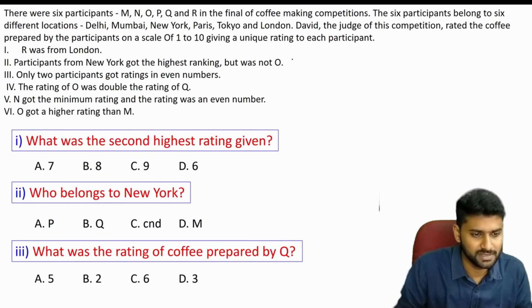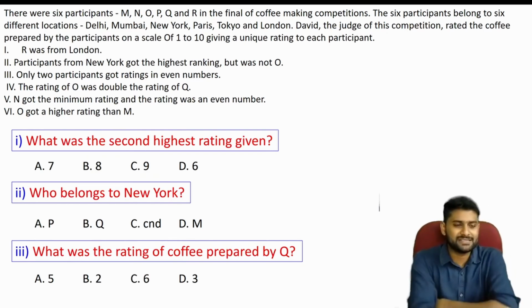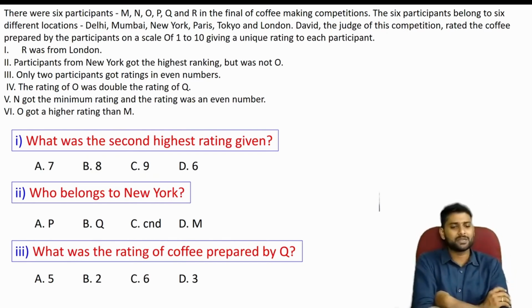Next. See this puzzle, guys. I will give some time. Just try to solve this question, guys. If you complete either puzzle or arrangement, you can expect minimum 3 to 5 questions, guys. Now I will give some time, just solve this question and give me the answer for all these three questions.